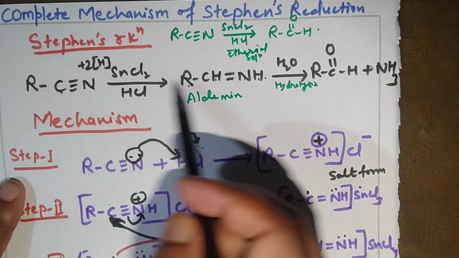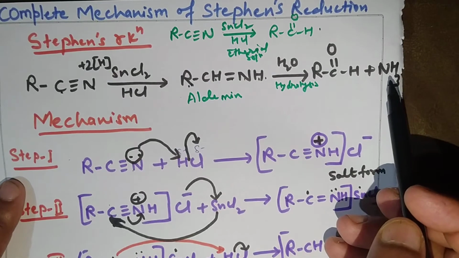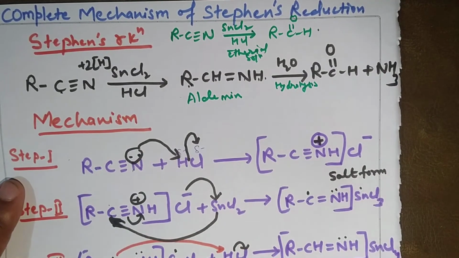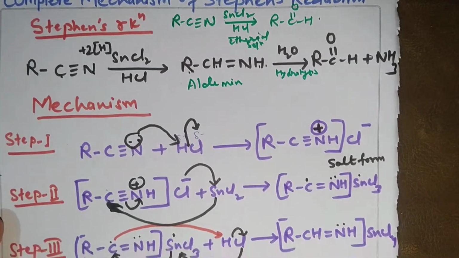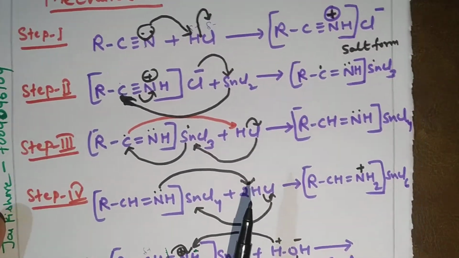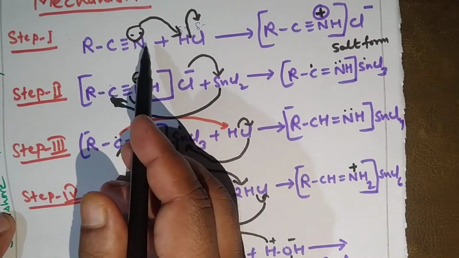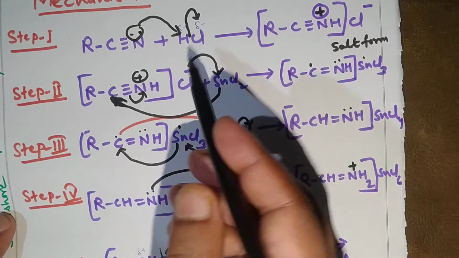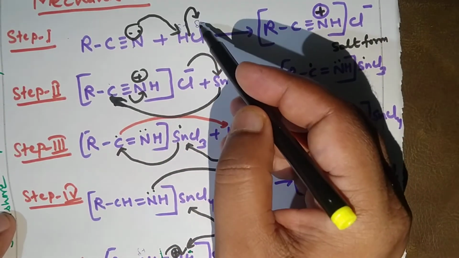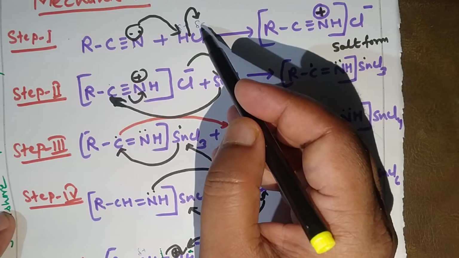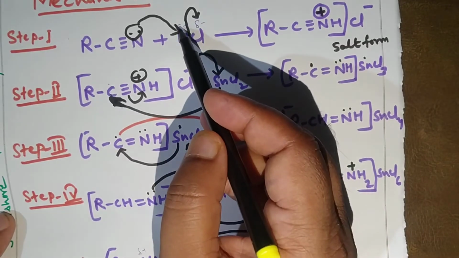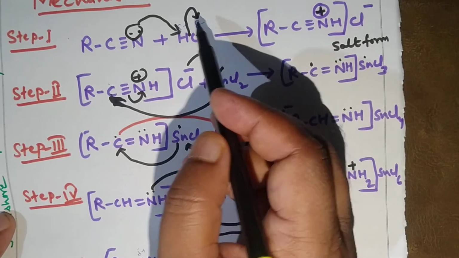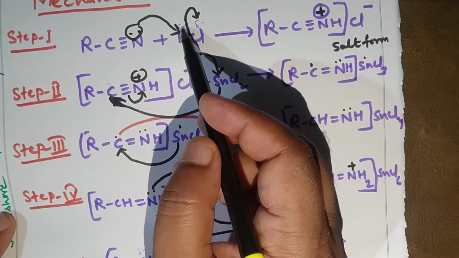How these reactions happen we will deal with in the mechanism. The mechanism occurs in 5 steps. In the first step, this alkyl cyanide reacts with HCl. You know that HCl is a polar compound, so chlorine pulls its bonded electron. As a result, chlorine becomes partial negative charge and hydrogen becomes partial positive charge.